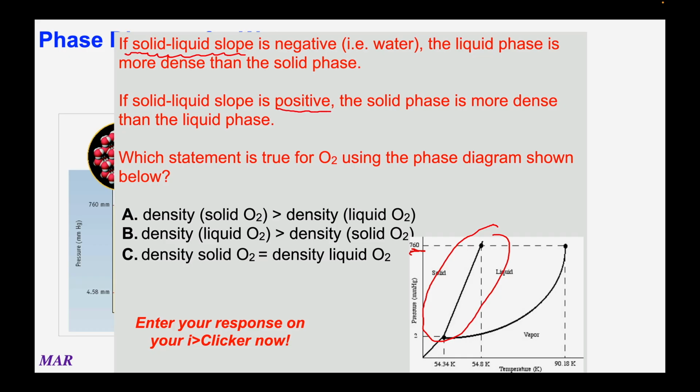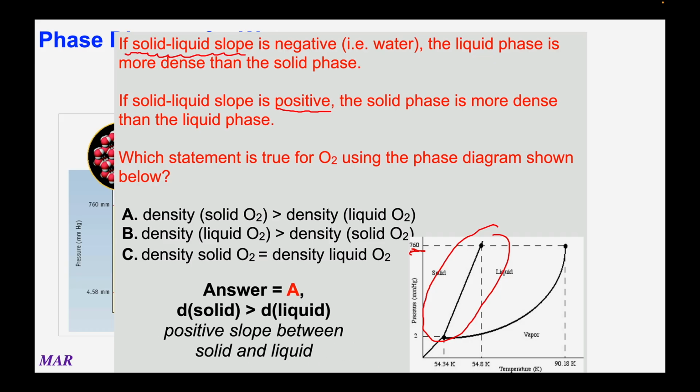And what that actually tells chemists something which is amazing. If you have a positive slope, your solid phase will be more dense than the liquid phase. So looking at the phase diagram for oxygen, all right, we have a solid slope. And what that means is that if you had a solid piece of oxygen and you placed it in liquid oxygen, the solid oxygen would sink to the bottom. The liquid would be over the solid.